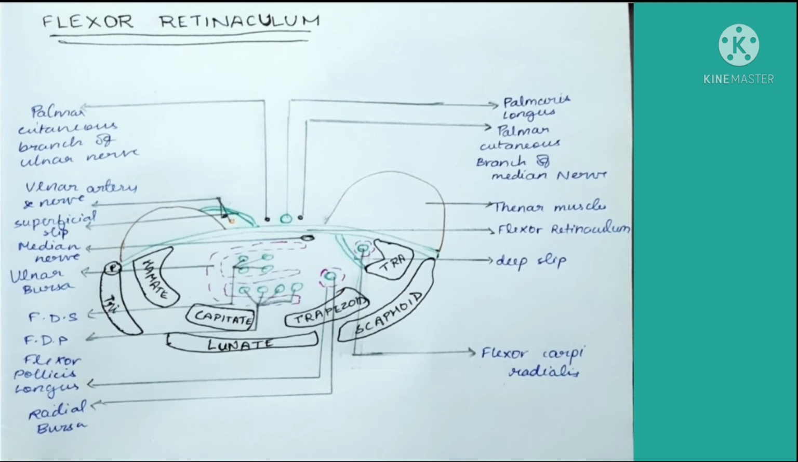And then as you can see in the picture, there is the ulnar bursa and a radial bursa. And the radial bursa surrounds the tendon of the flexor pollicis longus. And the ulnar bursa surrounds the 4 tendons of flexor digitorum superficialis and 4 tendons of flexor digitorum profundus muscle.